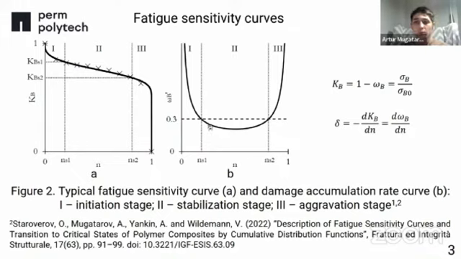We propose to divide this curve into these three stages using the points S1 and S2, where the damage accumulation rate is equal to 0.3. But such division is conditional and may vary depending on the material and its class, and it can be equal to some parameter delta.